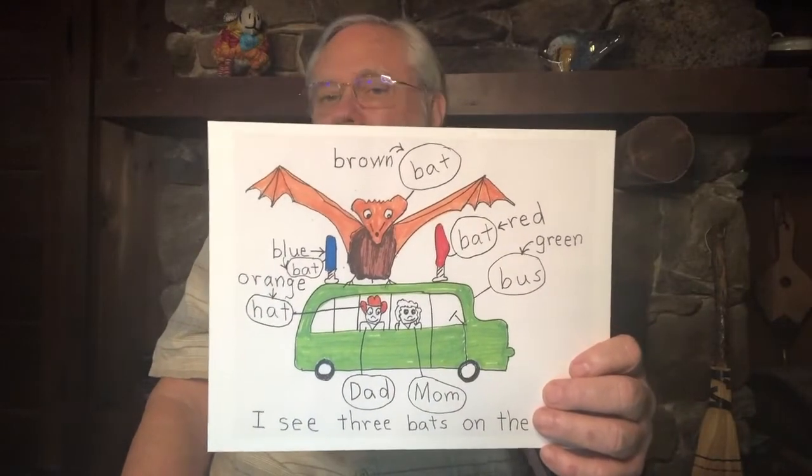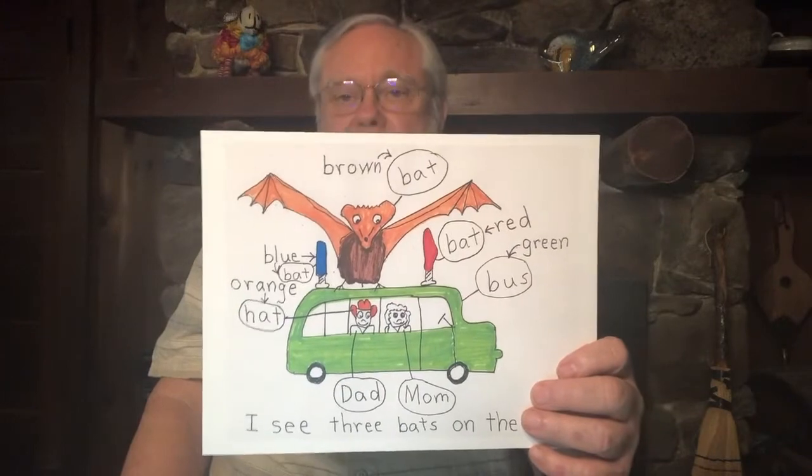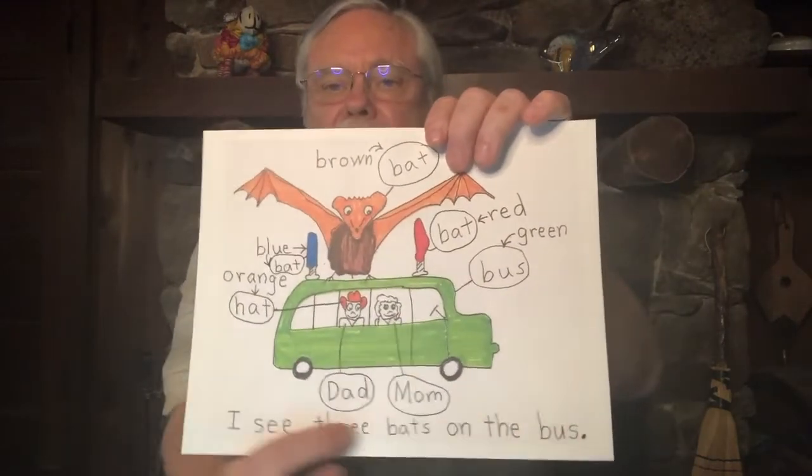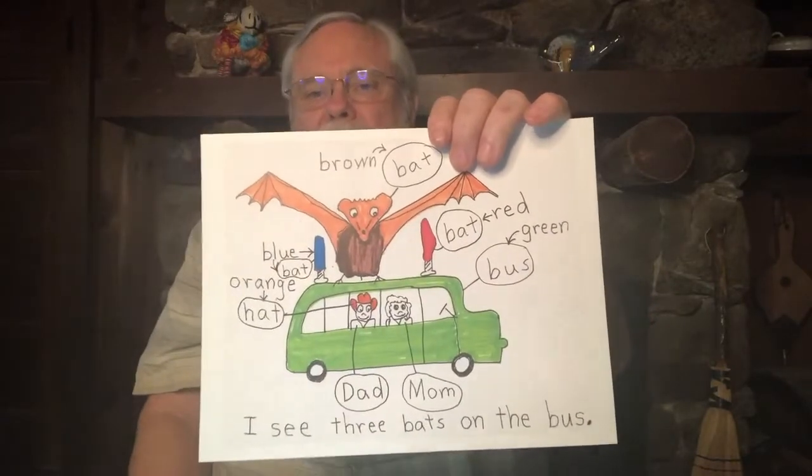Because you want to make sure whatever color is pointing to it, that you do it in that color. Then down at the bottom, I have a sentence. And this is kind of a special kind of sentence.